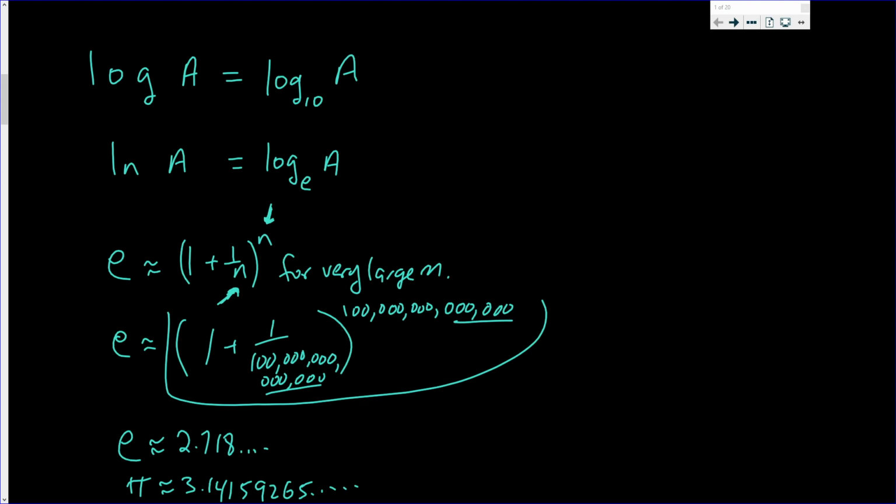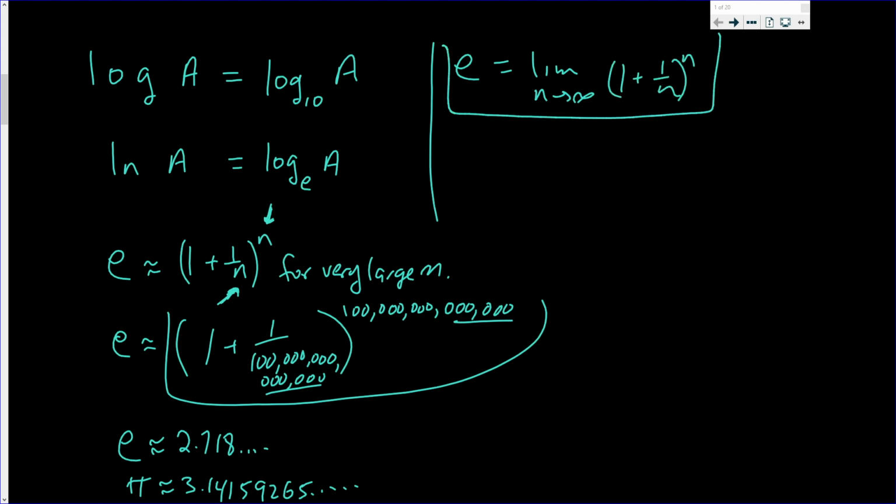But more formally, E is exactly the limit as n goes to infinity of 1 plus 1 over n, to the n. In fact, that is the definition of E. Three horizontal lines mean by definition. Like here, I can put that. Log of A, by definition, means log base 10 of A. ln of A, by definition, is log base E of A. E is exactly this limit.